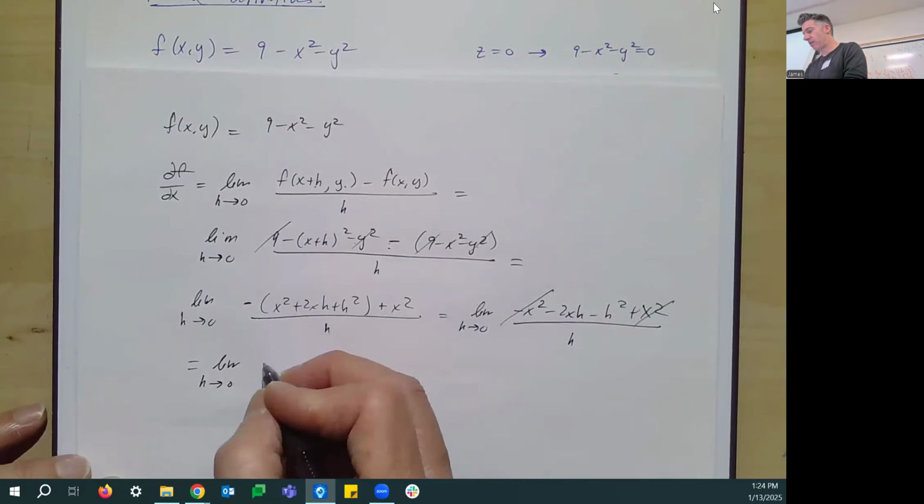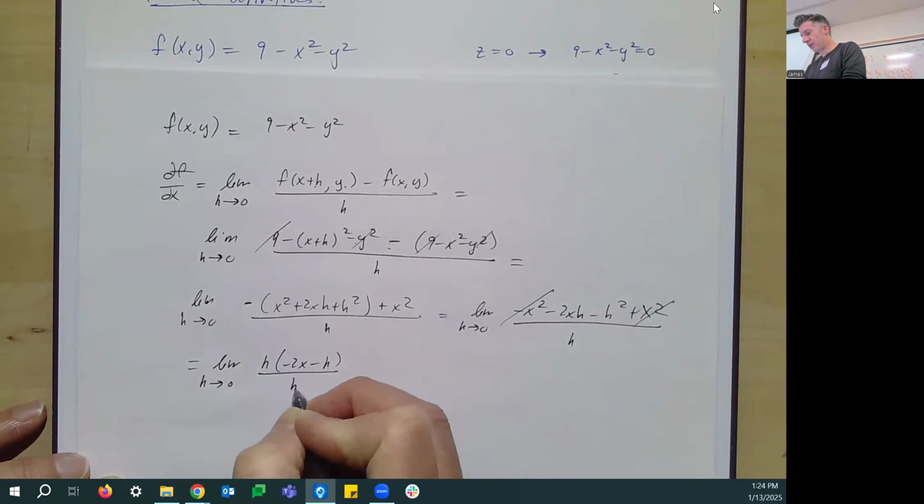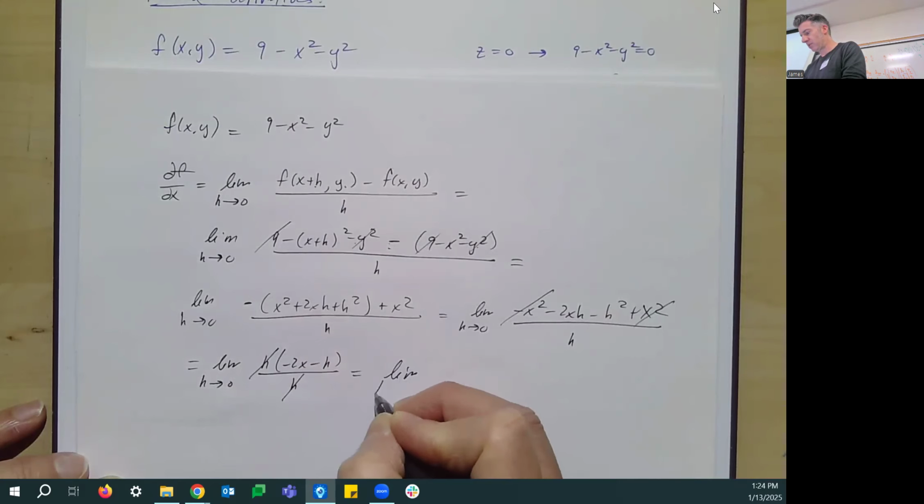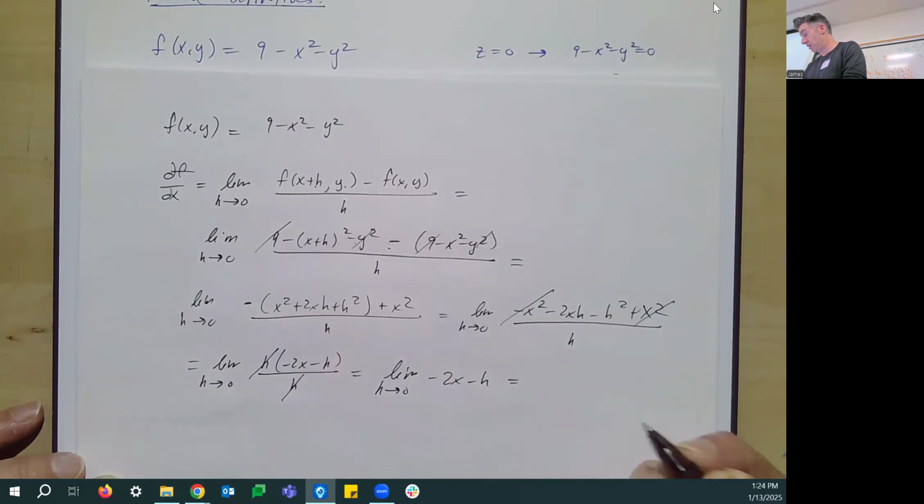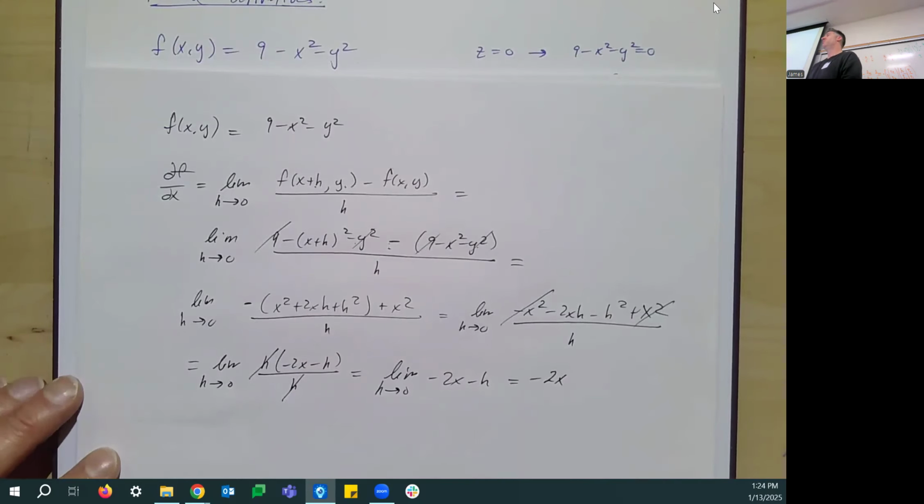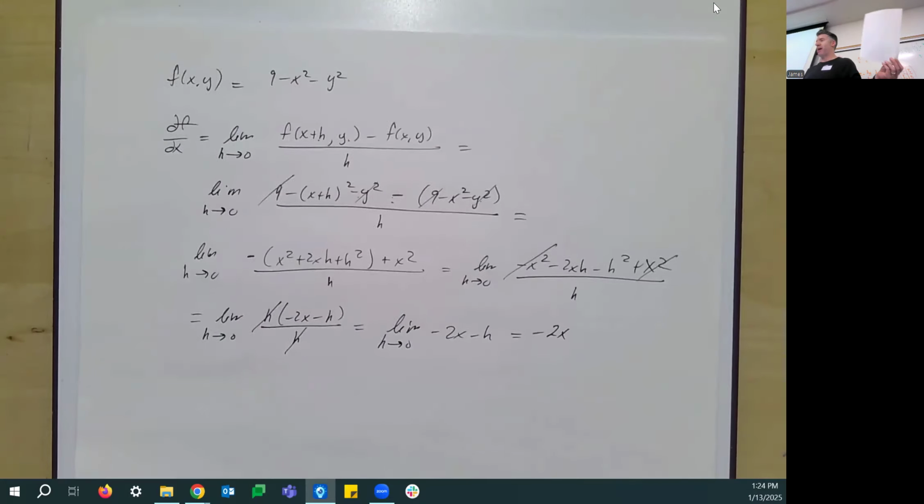Then we can factor out an h, cancel the h in the denominator, and you've got the limit as h goes to 0 of negative 2x minus h. Then you plug in 0 for the remaining h, and look, it's exactly what we thought it was going to be. So you certainly could use the limit definition of a partial to find a partial derivative if you were asked to. It's essentially the same as what we did back in the first quarter of calculus, just with a little extra on there.